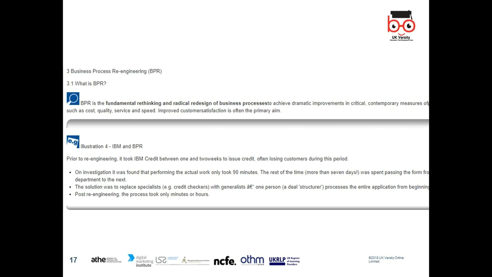But maybe if we move to a call center or somewhere else, maybe we can reduce the cost, but what will happen to the quality of the service itself?